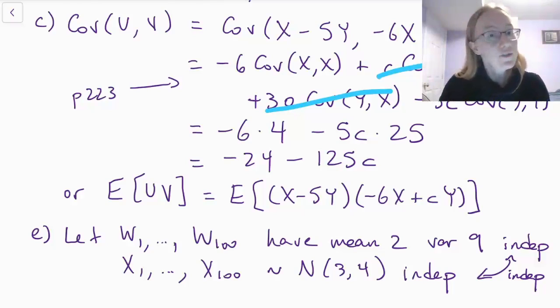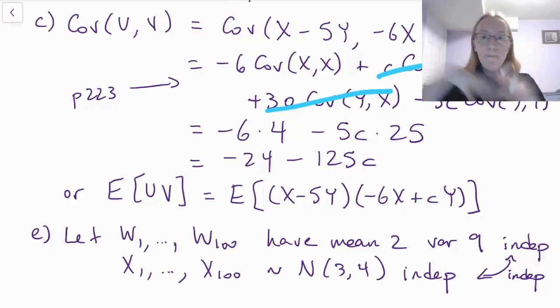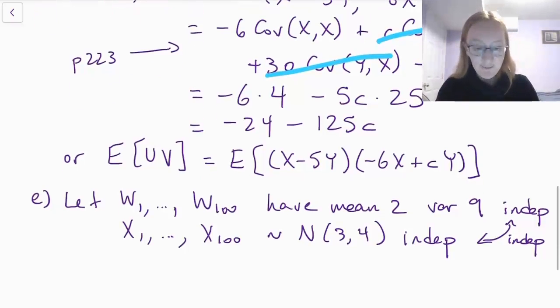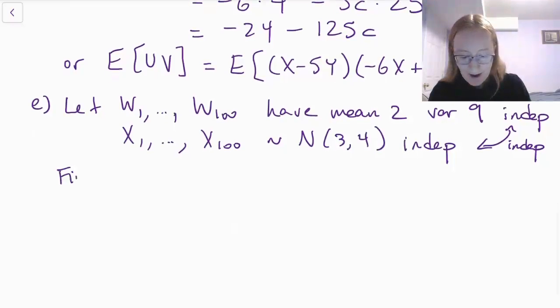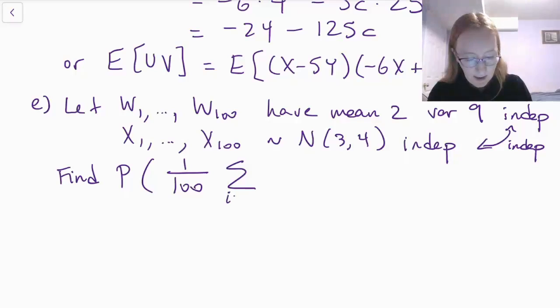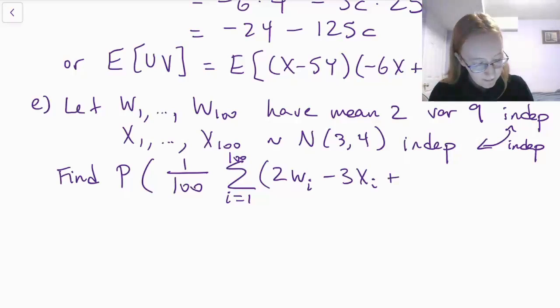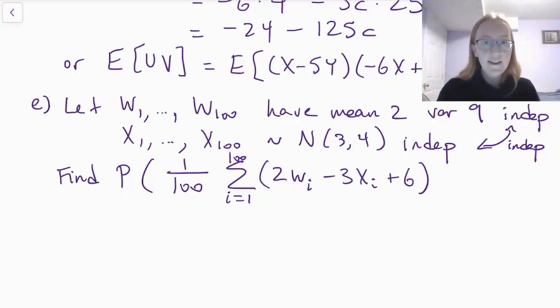And now we're going to use a suitable approximation to compute a big, ugly expression. I'm going to write it down, and then we'll try and figure out how on earth to do this. So find, or rather approximate, the probability that 1 over 100 times the sum as i goes from 1 up to 100 of 2wi minus 3xi plus 6 is greater than 0.5.